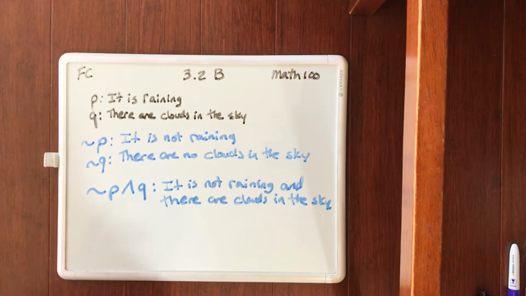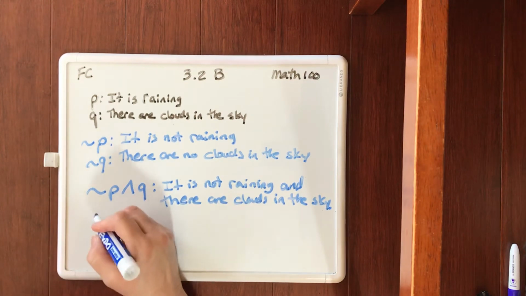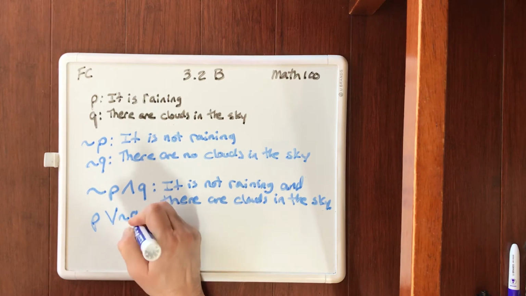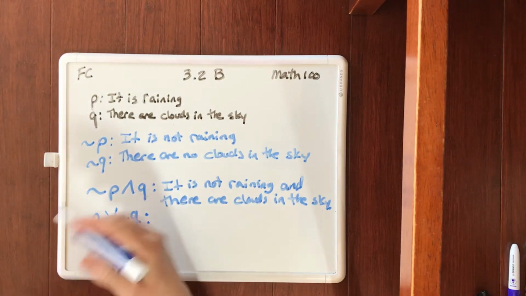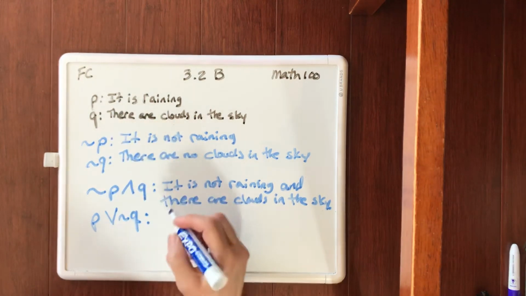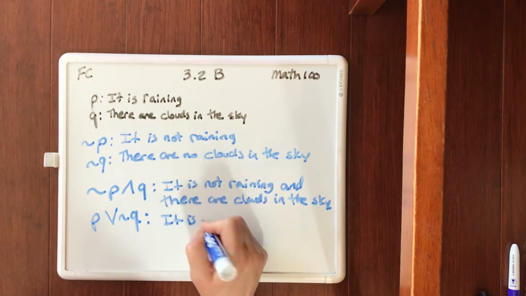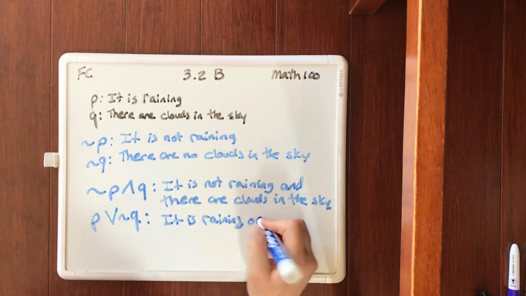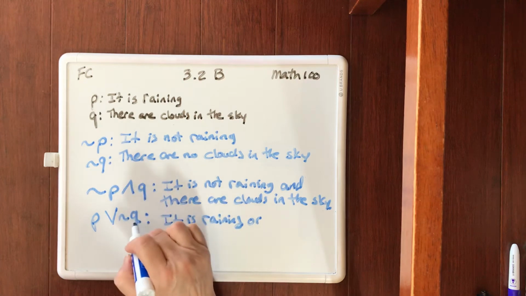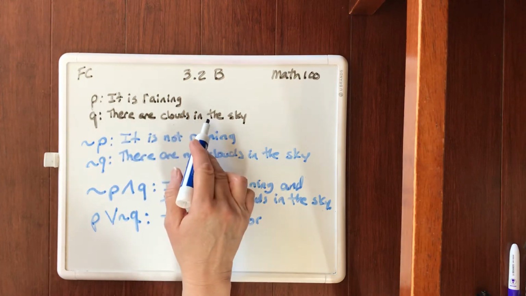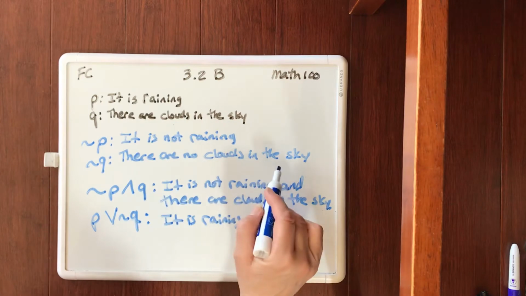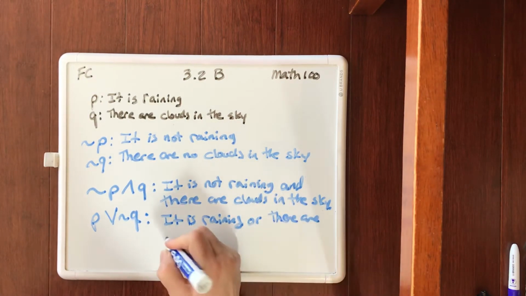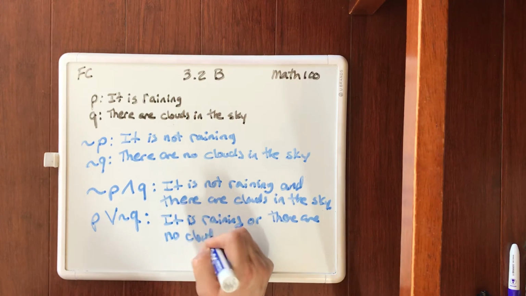Okay, very good. All right, what if we said this? P or not Q? It is raining, that's P. It is raining. Or not Q. Q is there are clouds in the sky, so not Q, there are no clouds in the sky. Or there are no clouds in the sky.